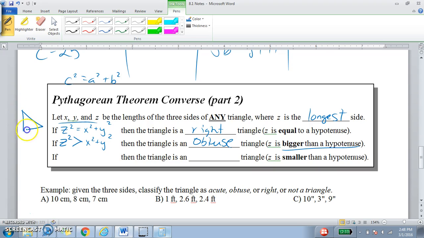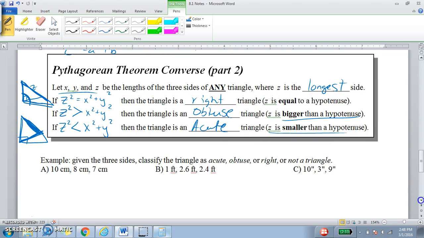So if we think about it, if I take a right triangle, and this is z, but then I extend z so that it's a little bit bigger, this angle is going to have to stretch out in order to create a triangle. So this angle is now bigger than 90. Opposite of that, if we find that this is smaller than the other two, so if I start with a right triangle and then I decrease the size of this third side, now when I connect it to form a triangle, this becomes an acute triangle, where all the angles are less than 90. So z becomes smaller than a hypotenuse would be in a right triangle.